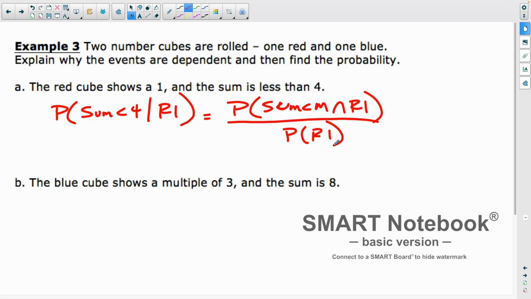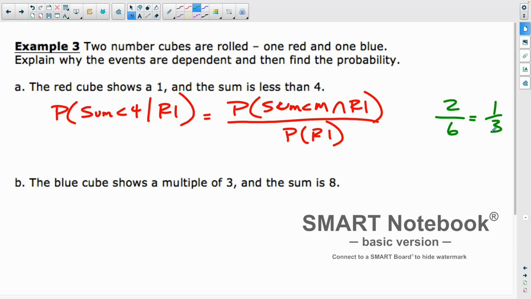How many results could I do when I roll a die? 6 results, right? I'm no longer 36 because I've already rolled one. It's already stuck. So I have 6 results here. How many of these 6 results would give me what I want? The sum less than 4. 2. If I roll a 1, if I roll a 2, I would have a number less than 4. And so there were 6 in my sample space. There are 2 that work. So you could say 2/6, or you could say 1/3.